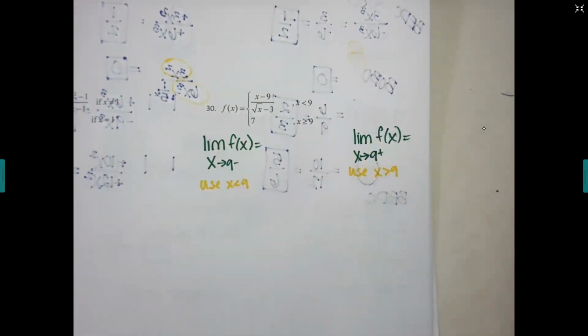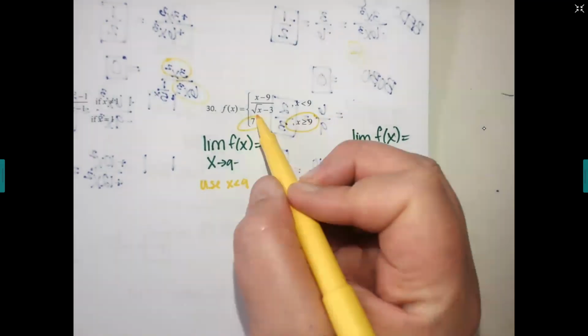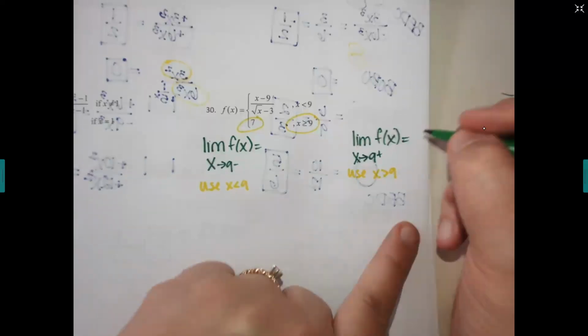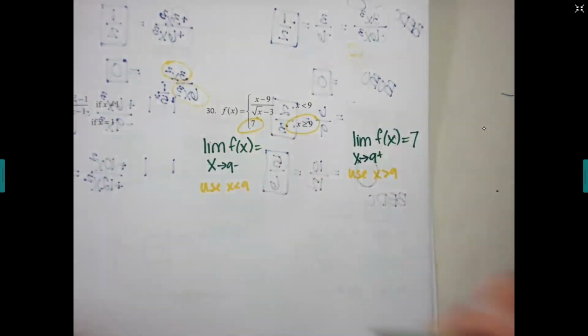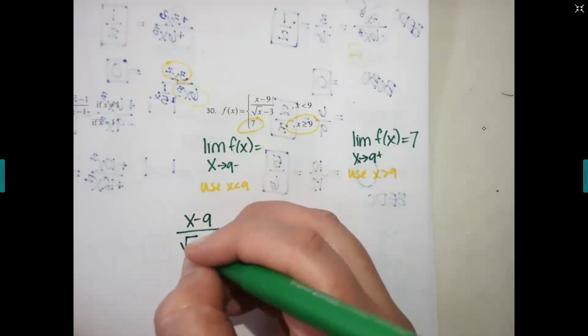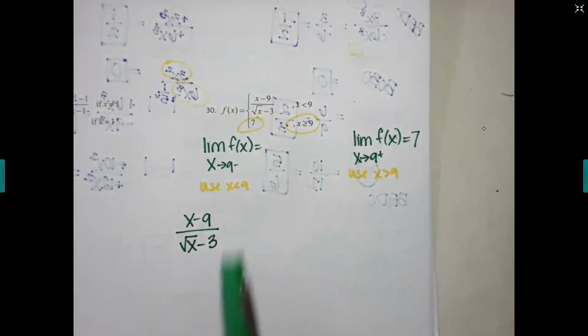Now, which piece of the piecewise is just gonna give me a value, the left or the right? All the greater than 9s, what's the answer? 7. We don't have to do any work on that side. So the question is, is this left graph gonna come out to 7, or is it gonna come out to something different? Let's check it. We're gonna find the limit of x minus 9 over root x minus 3.